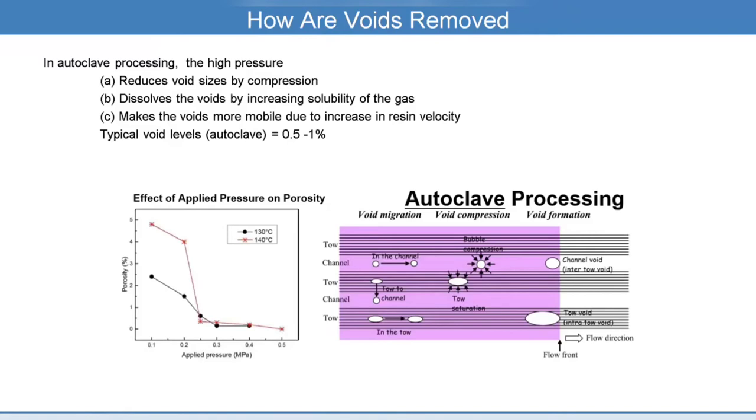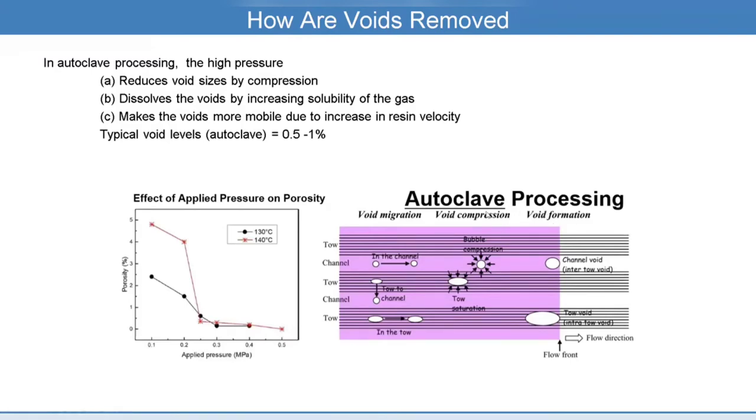And increasing pressure can be bad in some applications. Say you have a sandwich core, and we discussed sandwich core last week. You have foam, and then you have face sheets. If you apply too much pressure, you could crush the core. And I'll give an example later on about this.